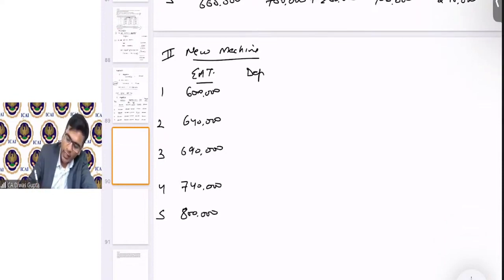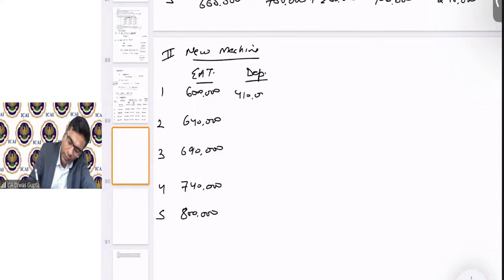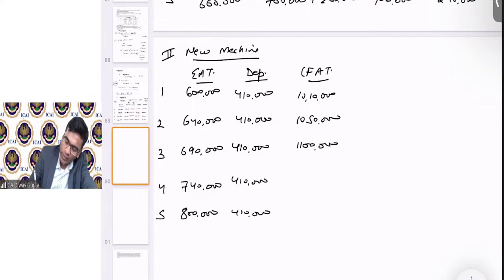Then depreciation we need to add. What was the depreciation? 20 lakh 50,000 divided by 5. 4 lakh 10,000, 4 lakh 10,000, 4 lakh 10,000, 4 lakh 10,000, 4 lakh 10,000. Then cash flow after tax will be adding both these two. 10 lakh 10,000, 640 plus 410, 10 lakh 50,000, 410 plus 690, 11 lakhs, 740 plus 410, 11 lakh 50,000, 8 plus 410, 12 lakh 10,000.